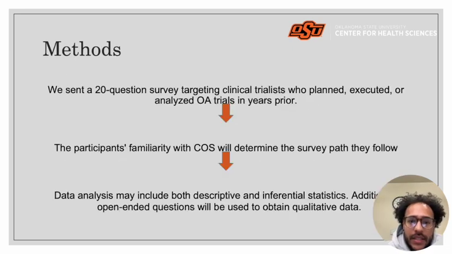In a previous investigation, we assessed the alignment of core outcome sets for knee and hip osteoarthritis. We sent a 20-question survey targeting clinical trialists who planned, executed, or analyzed osteoarthritis trials in years prior. All participants were informed of consent and maintained complete anonymity. The participants' familiarity with core outcome sets determined the survey path that they followed.